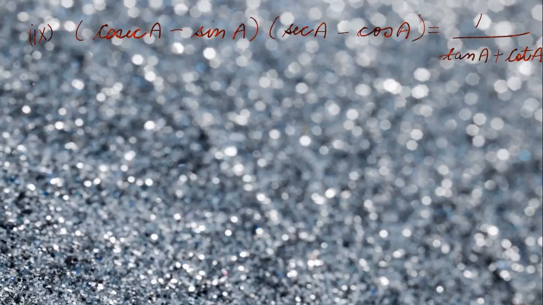Now the ninth part is cosec A minus sin A and sec A minus cos A. Okay. Now you know, cosec A is your 1 upon sin A. You can write as 1 upon sin A minus sin A and sec A is 1 upon cos A minus cos A.